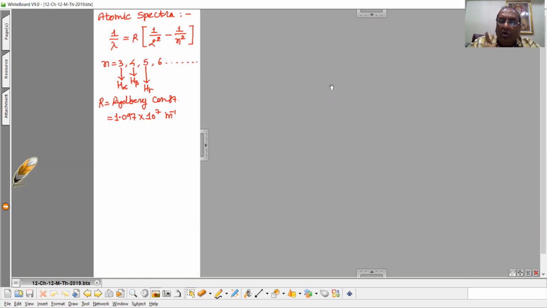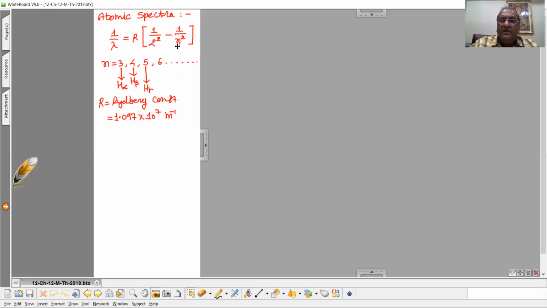All the wavelengths of the Balmer series can be calculated with the help of the equation 1 upon lambda equal to R into 1 upon 2 square minus 1 upon n square, where n is 3, 4, 5, 6 and so on. Here R is the Rydberg constant. Its value is 1.097 into 10 raised to 7 meter inverse.